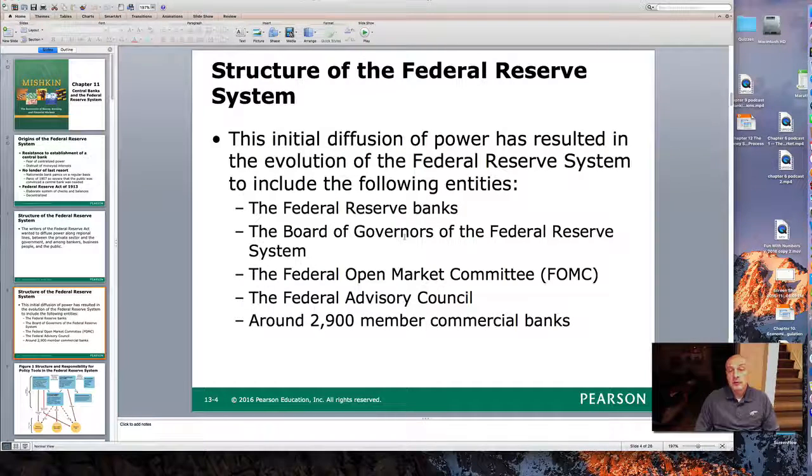This initial diffusion of power has resulted in the evolution of the Federal Reserve System. It includes the Federal Reserve Banks. It includes the Board of Governors of the Federal Reserve System. There is an entity that is very useful in conducting or executing monetary policy, and that would be the Federal Open Market Committee. There is the Federal Advisory Council.